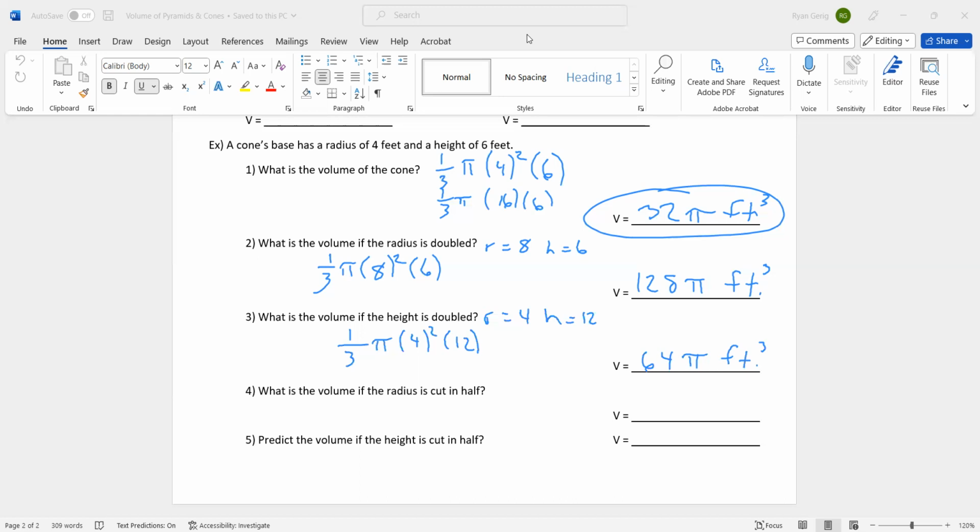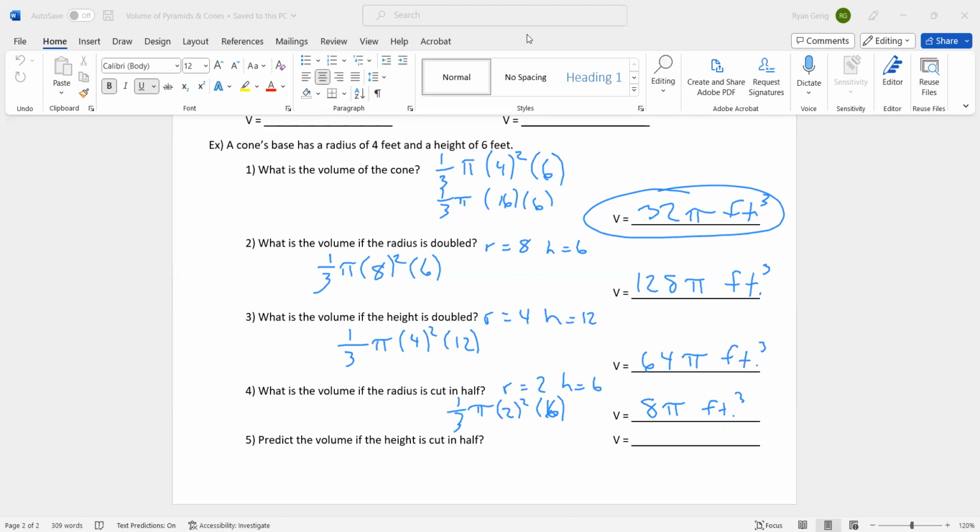What is the volume if the radius is cut in half? Well, instead of radius being 4, radius would be 2. Height is back to 6. So 1/3 pi 2 squared times the height, 6. So 4 times 6 is 24. A third of that would be 8 pi feet cubed. So if the volume originally was 32 pi and I cut the radius in half, the volume gets cut by 4, or divided by 4.